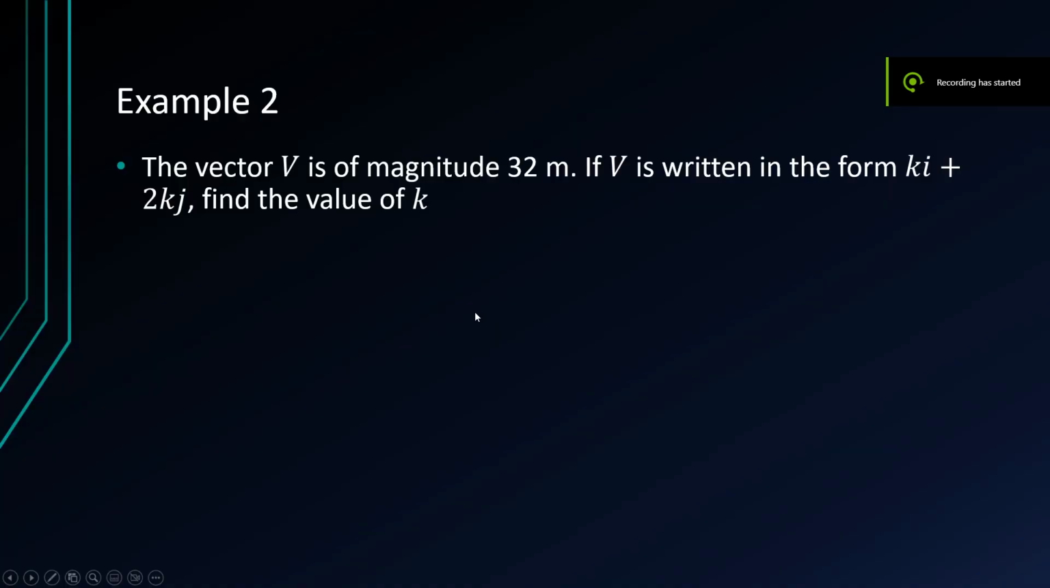So here's a slightly trickier example. The vector v is of magnitude 32 meters. If v is written in the form ki plus 2kj, find the value of k. So just remember the formula for the modulus of v, because we're given that its magnitude is 32 meters. So have a go at it and come back to this video or unpause it when you've tried it, and you can see the solution.